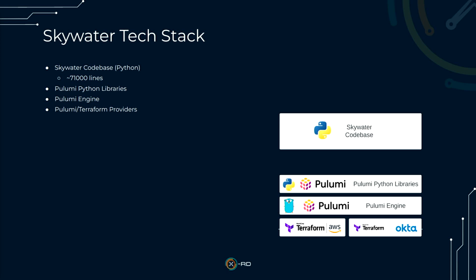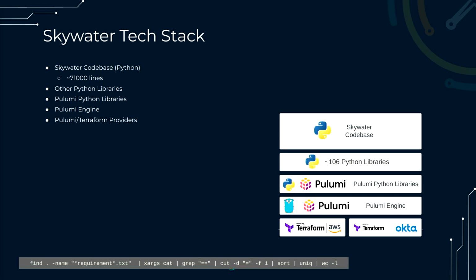At my last count, we're sitting at about 71,000 lines of Python, not including various configuration files. That's just talking pure Python. That's where the codification of the overall environment and the network designs exist. Notice the suspicious space between the Skywater codebase and the Pulumi components. I wonder what could possibly go there.